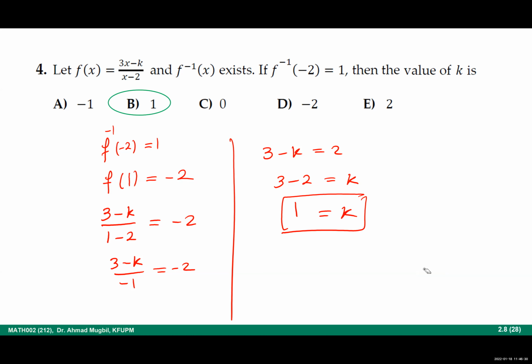So easy. So what is the concept that we used here? This is the main concept. This is the main step. Otherwise, it is just solving an equation.